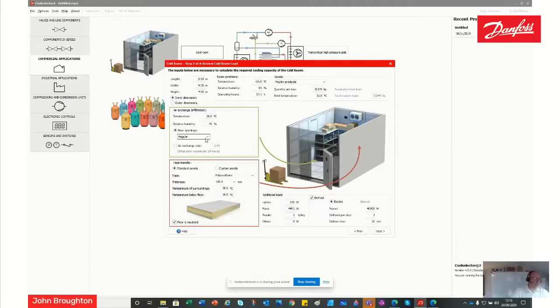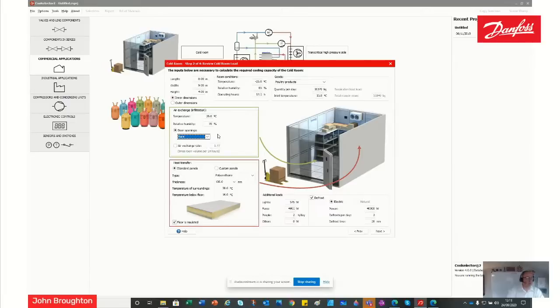We have door openings. Now, if this is a blast freeze, which is basically what it looks like because we're taking chicken at 15 degrees and taking it down to minus 25, generally they're going to open the door, load the cold room up, shut the door, and then run the process. So the door openings will be rare. Now, if it was what I call a picking cold room, so product is stored in the room and people are going in and out constantly to take a box or a pallet, then you can decide whether the door opening is often or regular or rare.